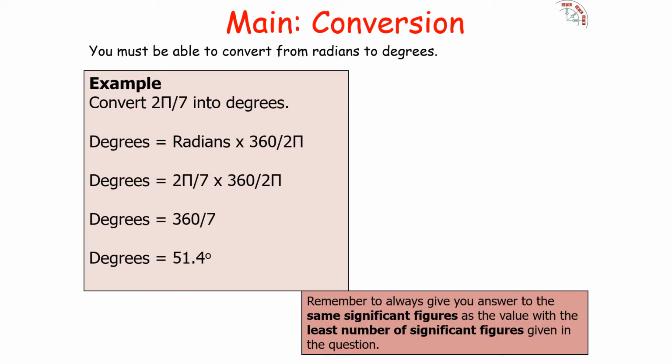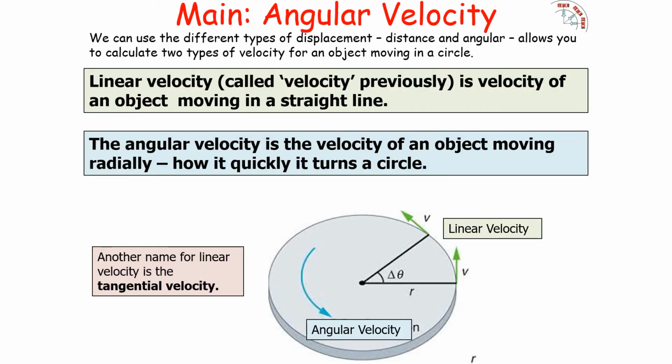Now let's look at how you would convert from radians to degrees. To convert 2 pi over 7 radians into degrees, you say degrees equals radians times 360 over 2 pi. So it's 2 pi over 7 times 360 over 2 pi, which works out to be 51.4 degrees. As we talked about before, we've got our linear or tangential velocity, which is the velocity of the object moving in a straight line, whilst the angular velocity is the velocity of an object moving radially, how quickly it turns in a circle.